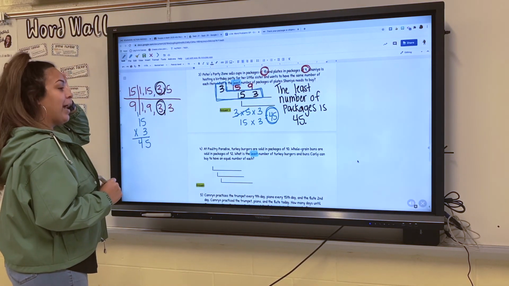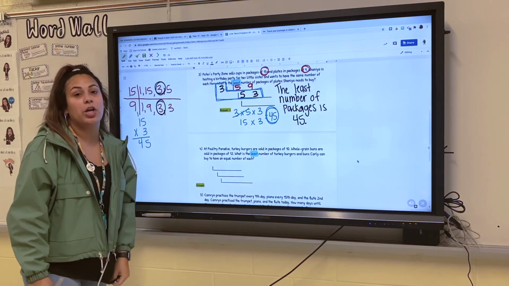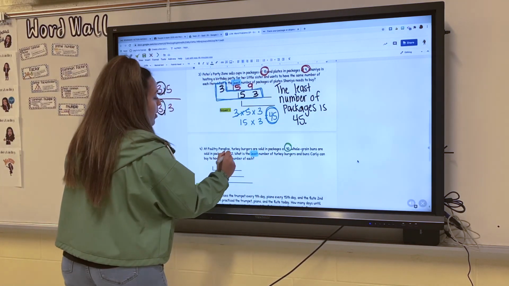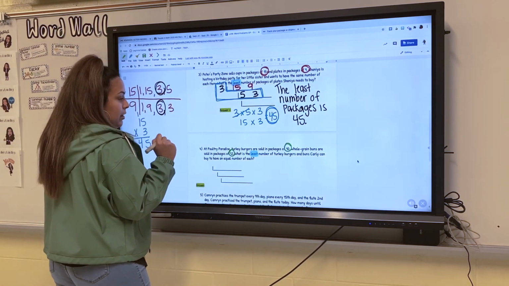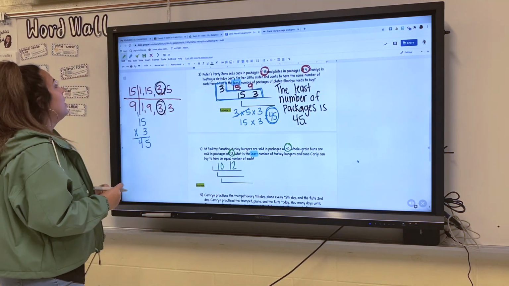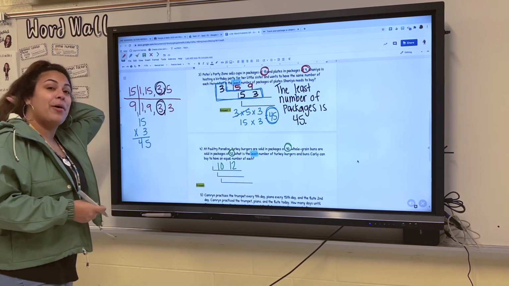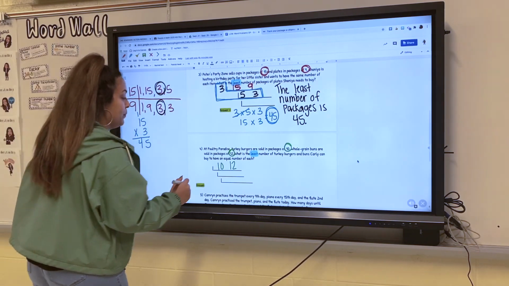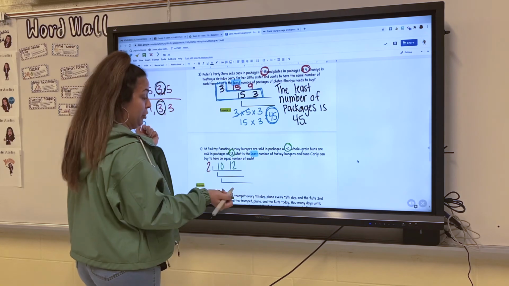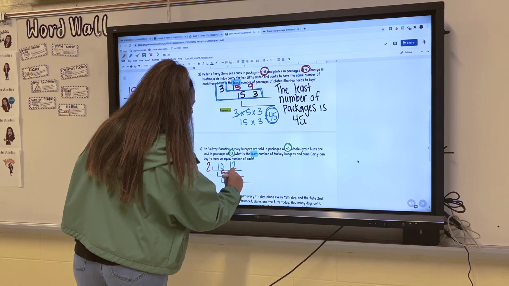Now, I'm going to circle what we're finding the least common multiple of. Remember, least lets us know that we're finding the least common multiple. So I know I'm finding the least common multiple of 10 and 12. So I'm going to write 10 and 12. Luckily for us, 10 and 12 are both even, so I'm automatically going to divide by 2. 10 divided by 2 is 5, and 12 divided by 2 is 6.